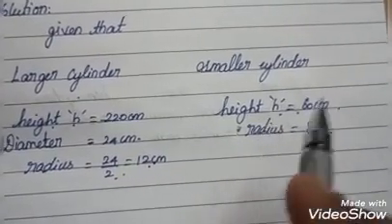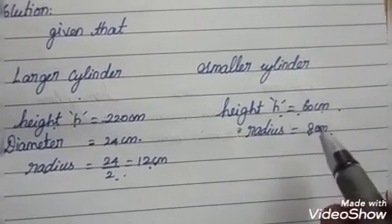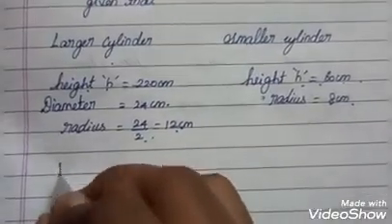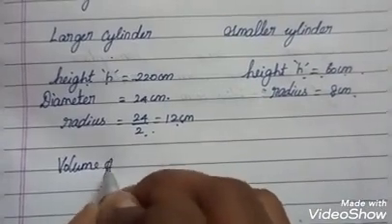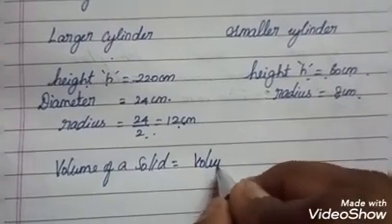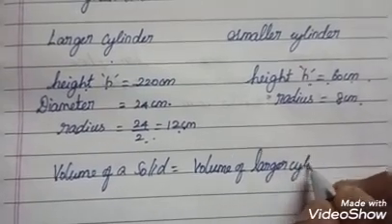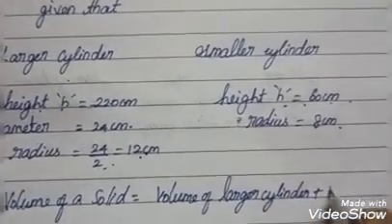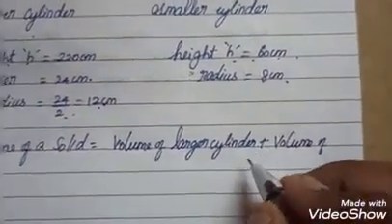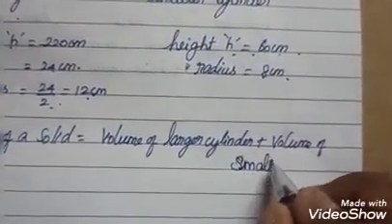Here they have given 1 centimeter cube is equal to 8 gram. First we need to find the volume of the solid. Volume of the solid is equal to volume of larger cylinder plus volume of smaller cylinder.